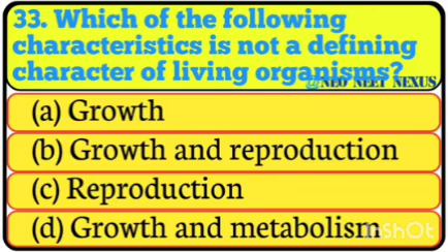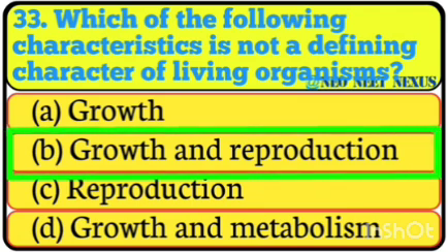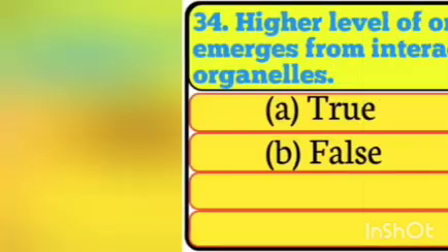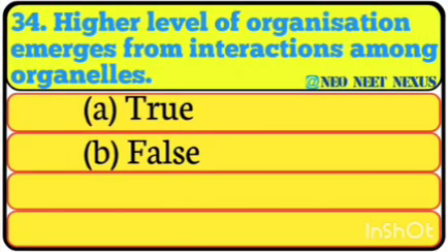Next, which of the following characteristics is not a defining character of living organisms? A. Growth, B. Growth and reproduction, C. Reproduction, D. Growth and metabolism. Correct answer is option B. Growth and reproduction. Next, higher level of organization emerges from interaction among organelles. A. True, B. False. Correct answer is option A.